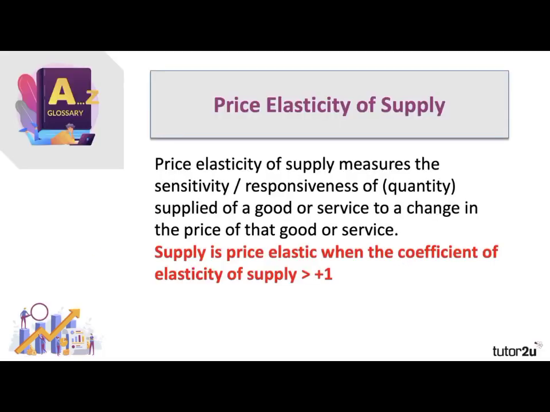Well, it measures the sensitivity, or a keyword, the responsiveness of the quantity supplied of a good or service to a change in the price of that good or service. So when demand changes, the key question is whether a firm can respond by altering their output levels. Now we're focusing in this video on price elastic supply. That occurs when the coefficient of elasticity of supply, don't forget the coefficient is just a number, is greater than +1.